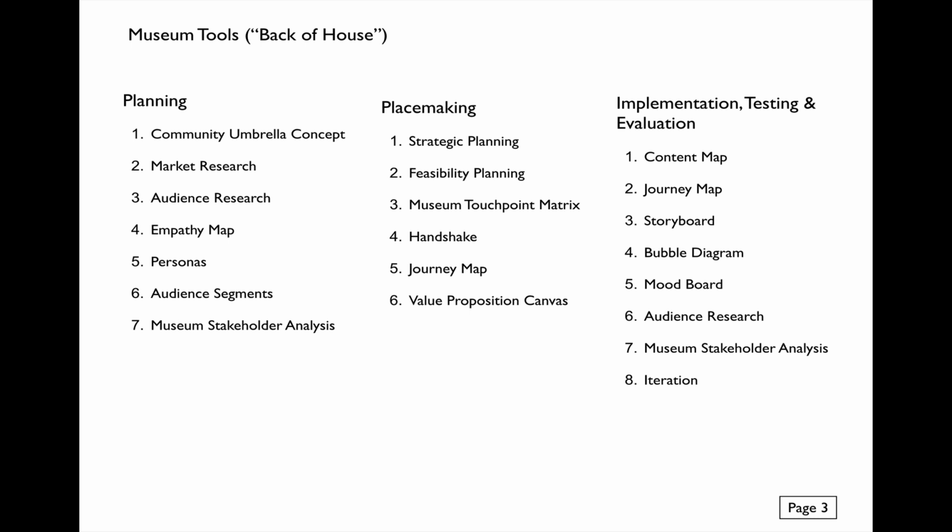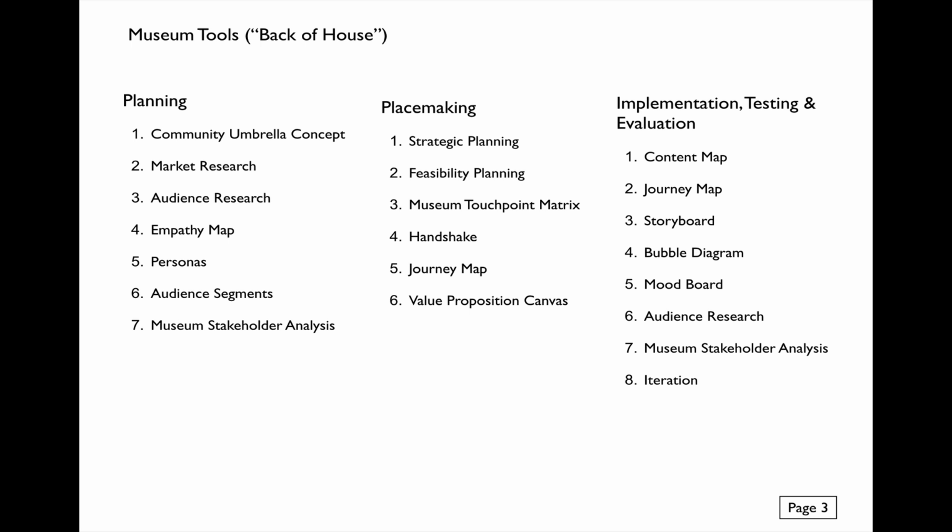What's the visitor journey to your museum for each of the segments? The value proposition. If I visit your museum and become an enthusiast about your museum, how will I benefit? What will this do for me? Then implementation, testing, and evaluation. What is the content of each of these steps?